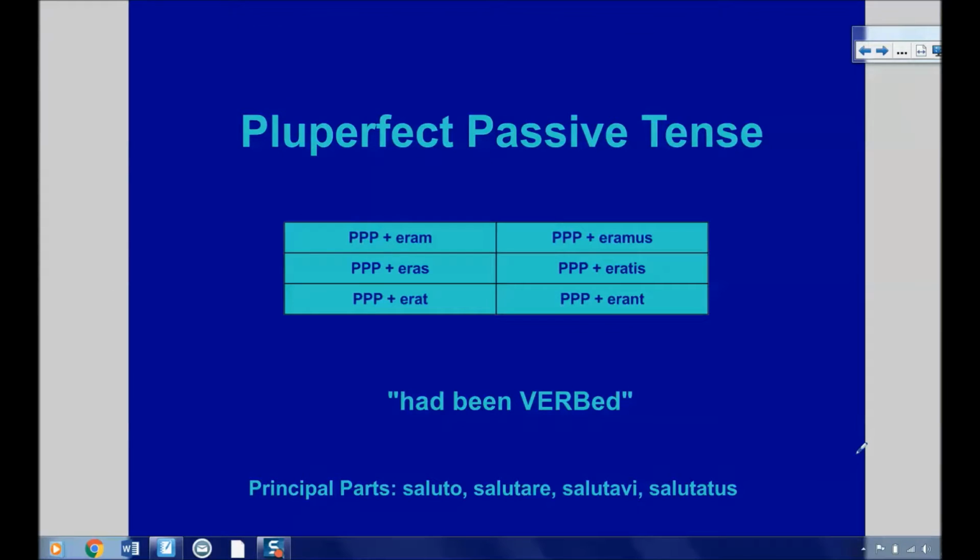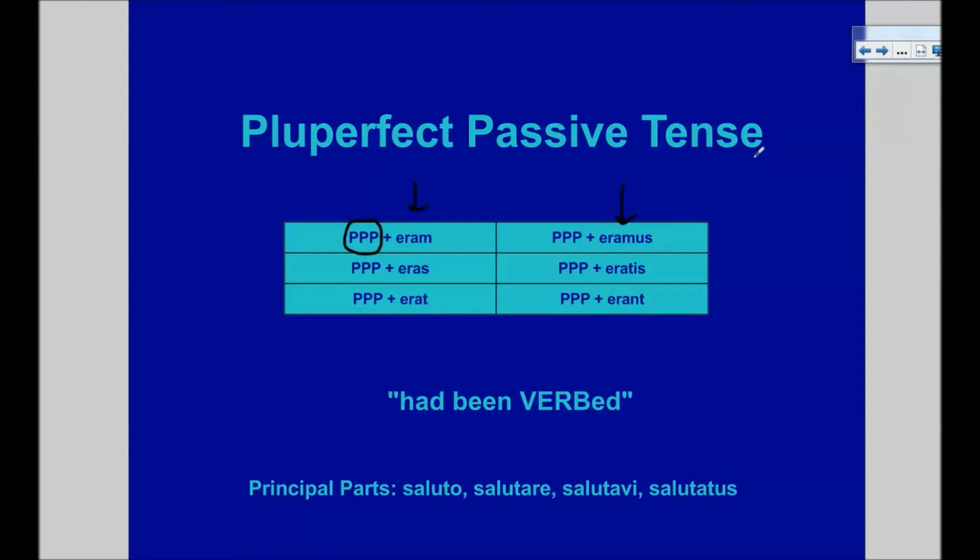The last passive verb tense we're going to be talking about is the pluperfect passive tense. Now, the pluperfect passive acts exactly like the perfect passive in that it is a two-part verb form. As you can see, you're still using your perfect passive participle as the first part, but instead of using sum, est, sumus, estis, sunt, the present form of the verb to be, we are going to be using the imperfect form of the verb to be as that second part. So we've got eram, eras, erat, and then we've got eramus, eratus, erant.